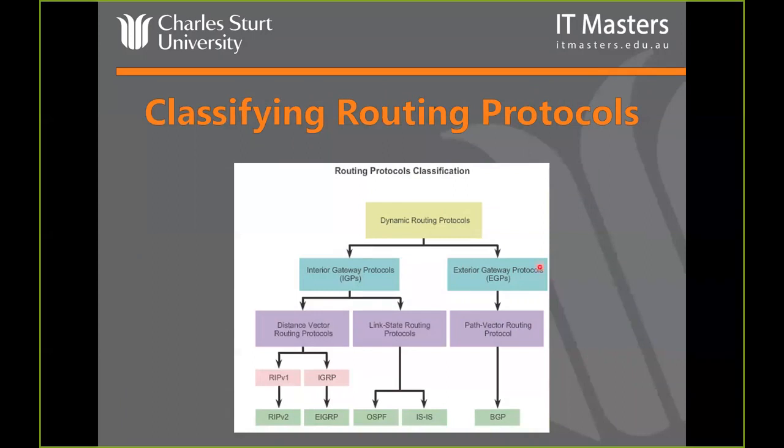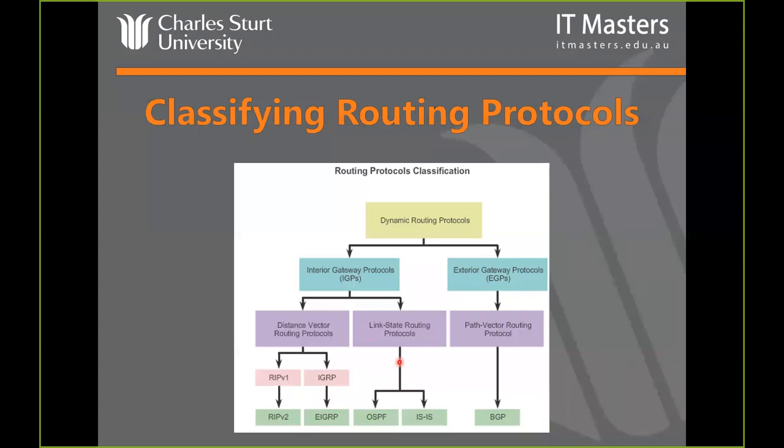So if we look at, as we were talking about before, the different classifications of routing protocols, we have our dynamic routing protocols over the top. We then have what's called interior gateway protocols and exterior gateway protocols. Interior gateway protocols basically just mean routing protocols we use internally within networks, so within an enterprise or within a confined network space. EGPs are basically used externally. Really the only EGP we really talk about now is BGP, Border Gateway Protocol. In terms of interior gateway protocols, we have distance vector routing protocols and we have link state protocols. And again, we'll have a look at those in a minute.